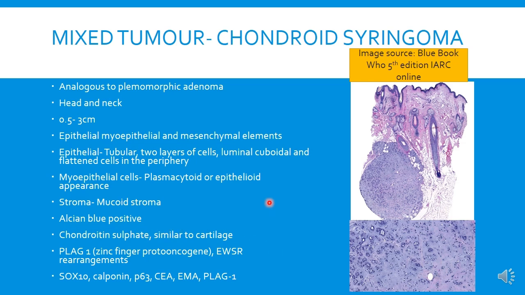And the mutation that is seen in this tumor is PLAG1, pleomorphic adenoma gene 1, which is a zinc finger proto-oncogene. It is the same mutation that is seen in pleomorphic adenoma. So it is positive for SOX10, calponin, P63, CEA and EMA in the epithelial elements, and PLAG1 IHC also is positive in these tumors.